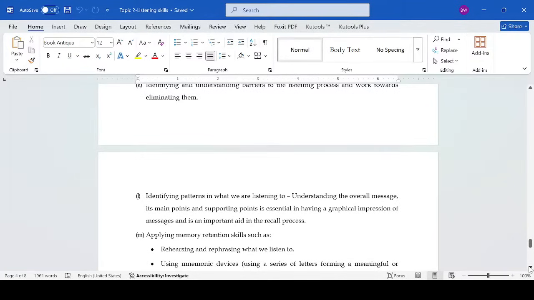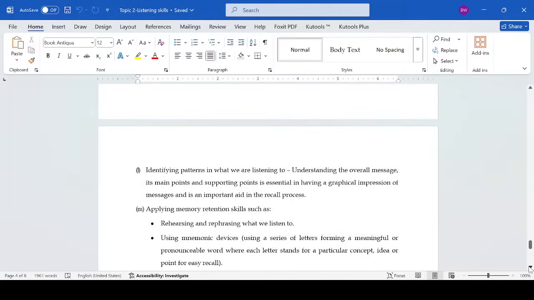So when you are in a listening situation and you realize that there are some barriers around there, let us say your friends who are trying to distract you, trying to show you what they have on their phones, or asking you to read or to look at something else, ensure that you are able to eliminate barriers so that then you can be able to listen attentively.